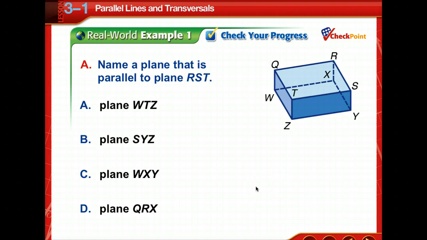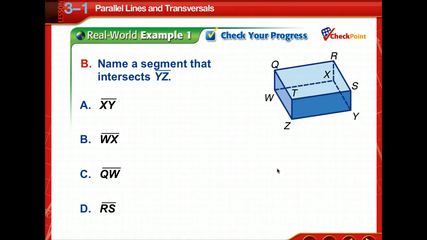Time to check your progress. Name a plane that is parallel to plane RST. So pause for a moment, select your answer, then come back and check. Did you choose plane WXY? Good job. Name a segment that intersects segment YZ. So pause for a moment, then come back and check. Segment XY. Very good. Name a segment that is parallel to RX. TZ, excellent.